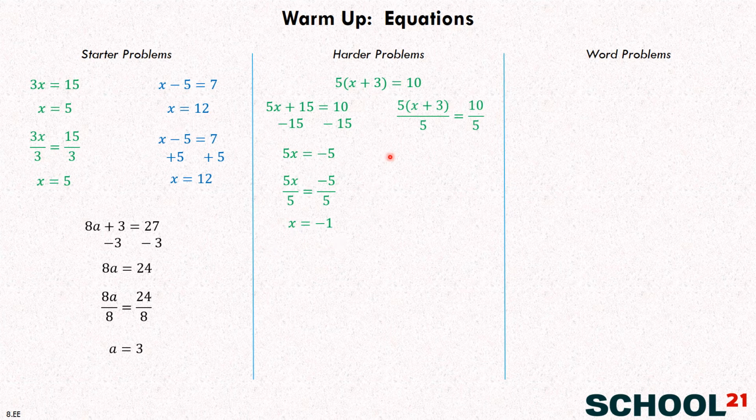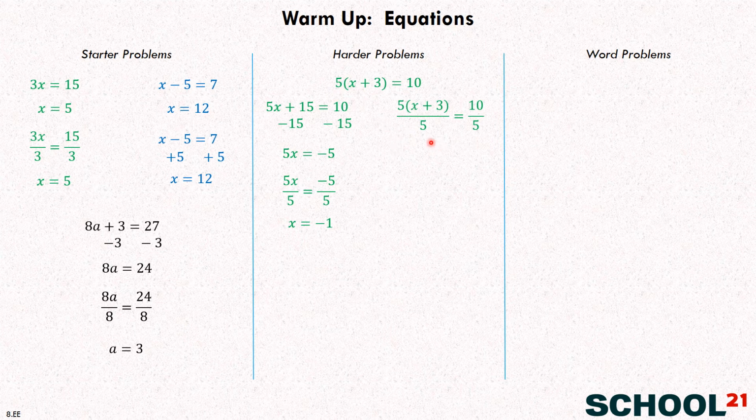Now there's another way that you could do this, which is you could say, that 5 is bugging me over here. I want to get rid of it, and it's multiplying by x and some other stuff in here too, right? So we could say, let's get rid of that 5. It's multiplying, so let's divide both sides by 5. This is also a great way to solve this problem.